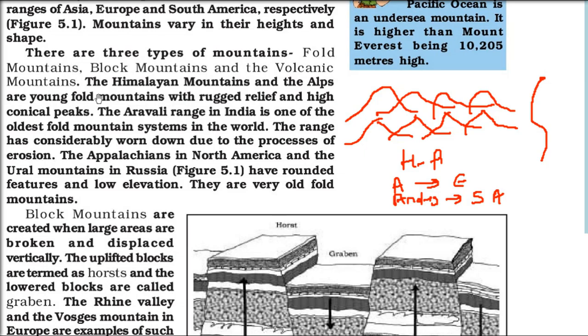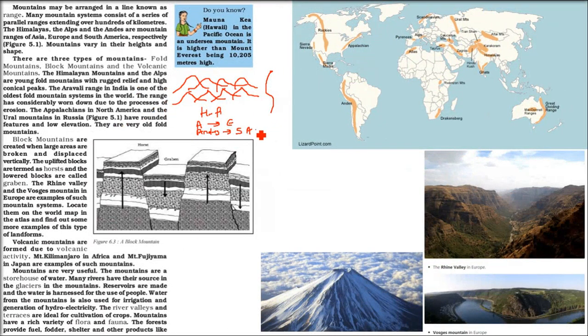And the Himalayan mountains and the Alps, I told you, these are fold mountains, but these are young. Young means they were created not in 1 or 2 years or 10 years, it's thousands of years. But if you compare with the history of the universe, they are still young, and they have a very rugged relief and high conical peaks.